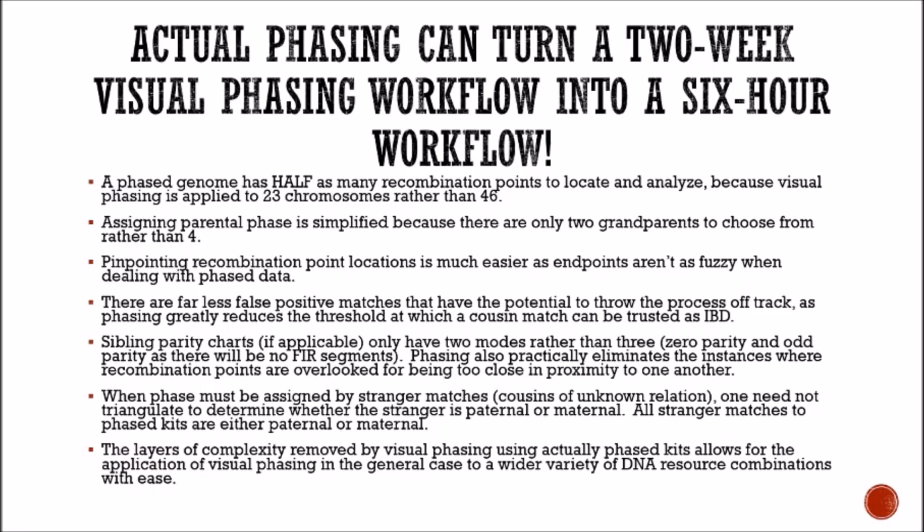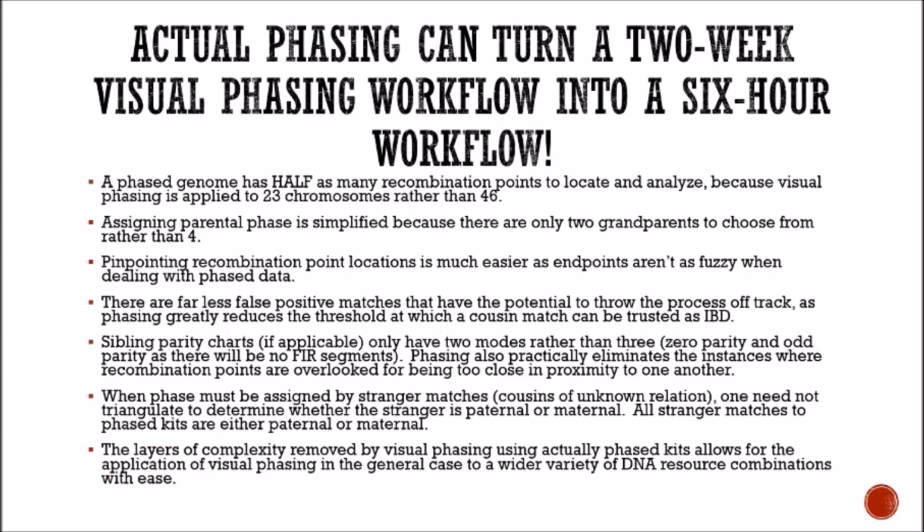When phase must be assigned by stranger matches, and those are cousins of unknown relation, and maybe they do or don't have trees, one need not triangulate to determine whether the stranger is paternal or maternal. I see a lot of times people using unphased data spend a lot of time triangulating, when that's pretty much already done when you phase your data. There's no need to triangulate to figure out which copy of the chromosome you're working on, because you're only working on 1 copy at a time. So all the stranger matches to a phased kit are either paternal if it's a paternally phased kit, or maternal if it's a maternally phased kit. And there's no worrying about triangulation.